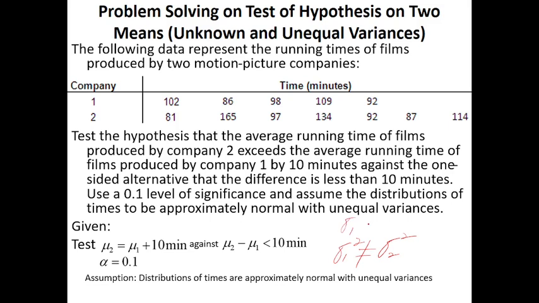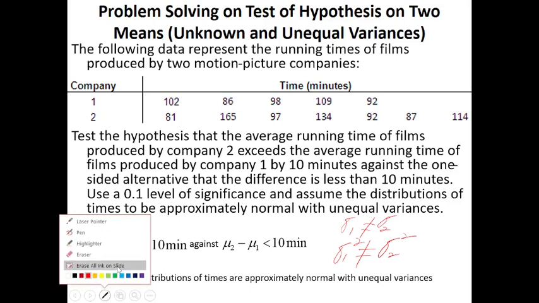Likewise, the standard deviation of each population is not equal, no? So the distributions of times are approximately normal with unequal variances. So we can now proceed.